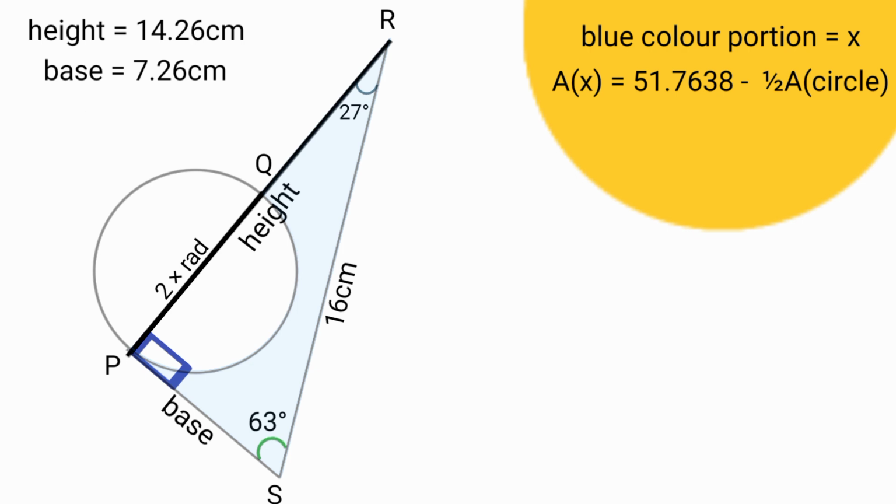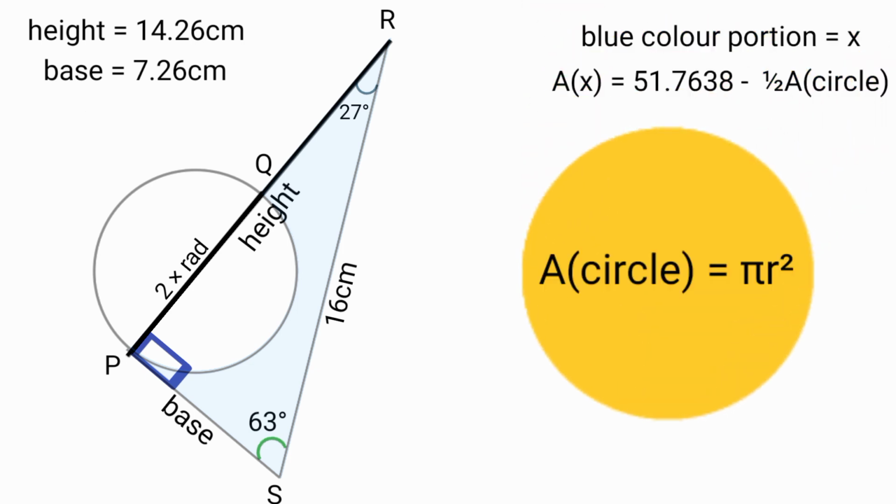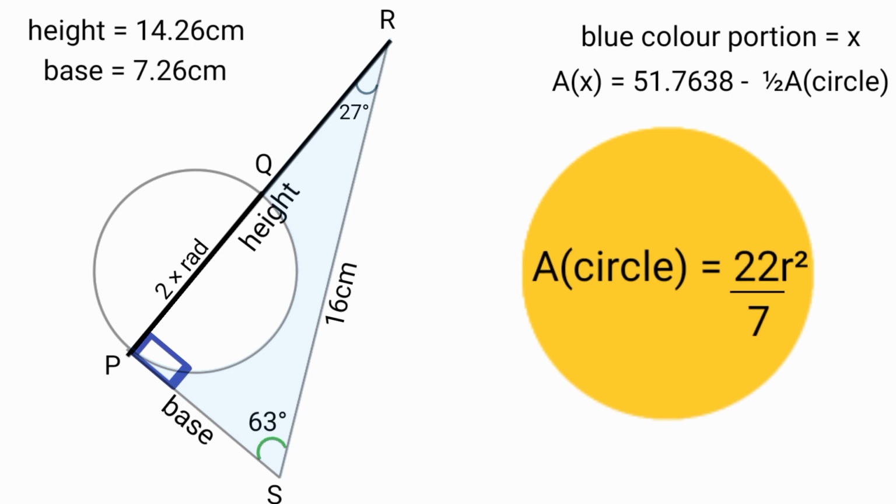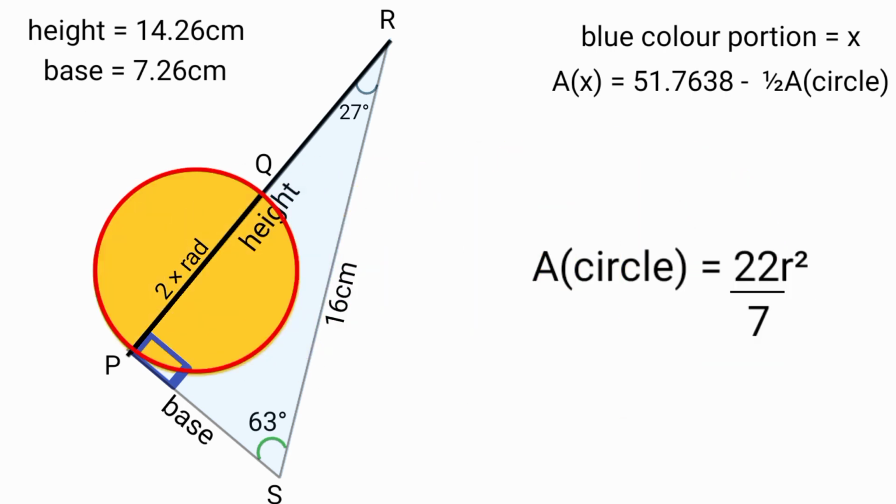So what is the area of the circle? The formula for the area of a circle is pi r squared. Pi is 22 over 7 and r is the radius. So what is the radius of this circle? Since this is the diameter, if we have its length, we can divide by 2 to have the radius of the circle. So what is the length of line PQ?